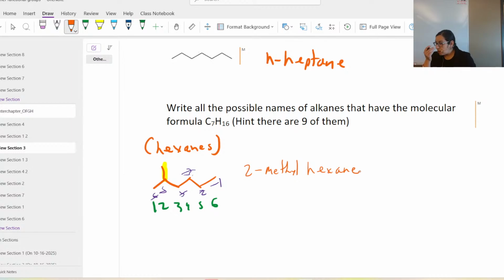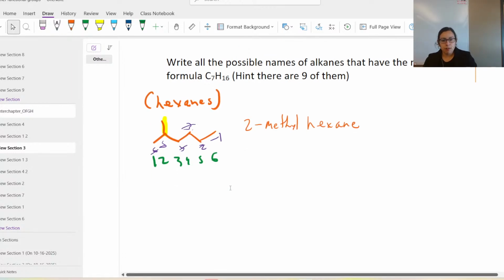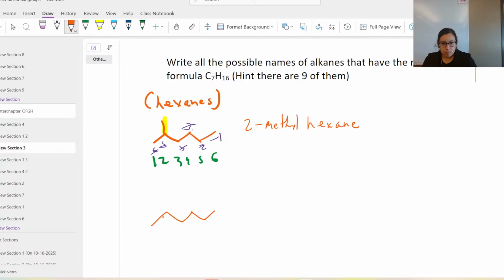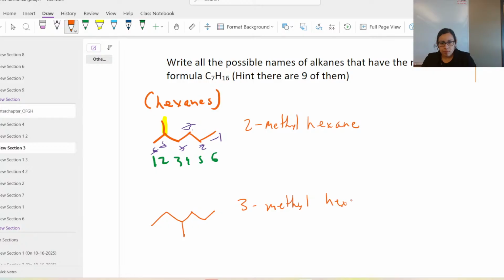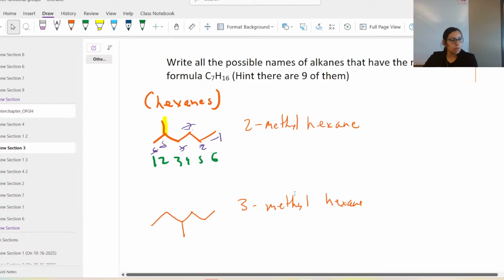Good. And then, where did you put the other methyl group for your other hexane permutation? Perfect. 1, 2, 3, 4, 5, 6. So 3-methylhexane. And again, this is our only option. You could put it on this other carbon, but that's still 3-methylhexane, right? So you make the same thing. So good.